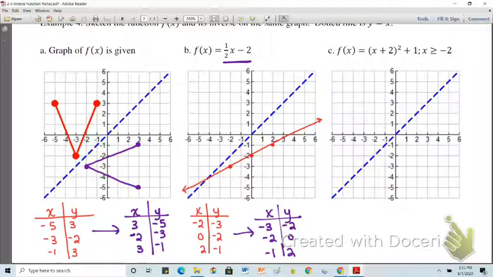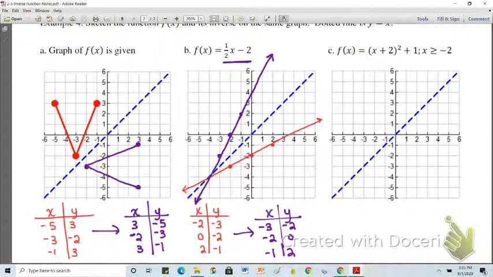So I have the point -3, -2, -2, 0, and -1, 2. And again, we will use our straight edge. And there is our inverse function.